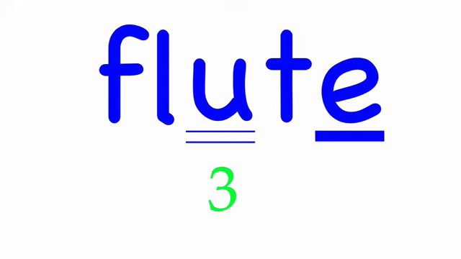Uke. Uke. A uke is an abbreviation for the instrument called a ukulele. Uke. 3 sounds. First 2 sounds, U, K. Uke.